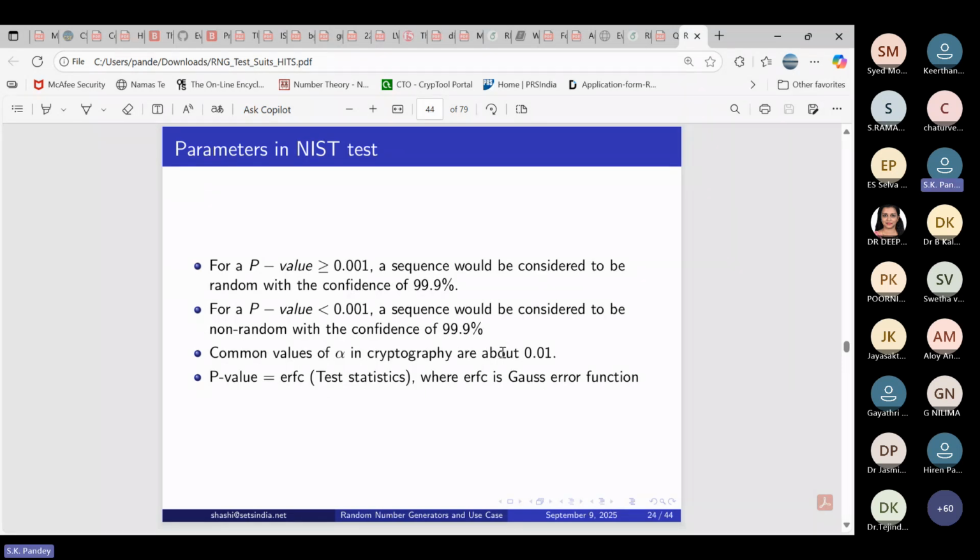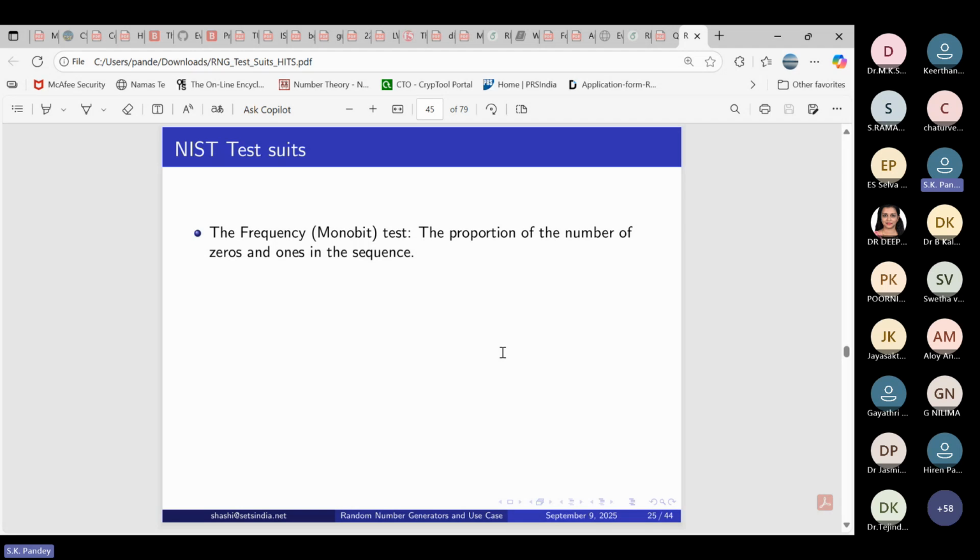Based on the choice of alpha, you will decide from the p-value whether the generated sequence is random or not. If you receive this type 1, type 2 error in very low count, then only you can tell whether the sequence is random or not. And how do you calculate the p-value? The ERFC function is there, which is the Gauss distribution based on uniform distribution theory, and you can easily find the ERFC value. While implementing those tests, you require those things. But if you are directly using what the NIST library gives, then you have to choose alpha and n, and based on that you can verify.